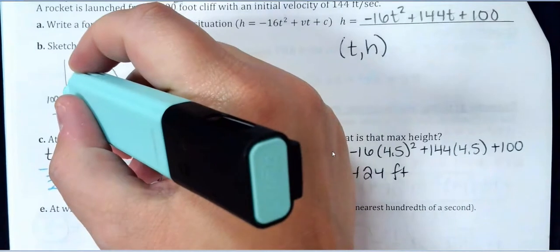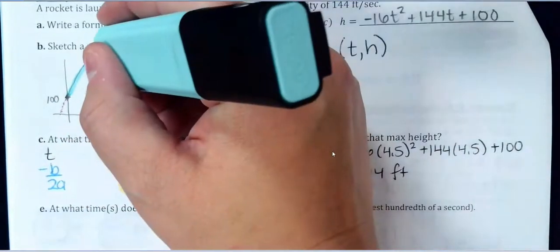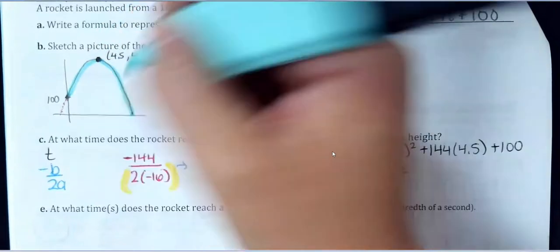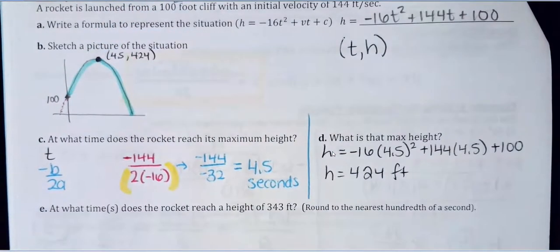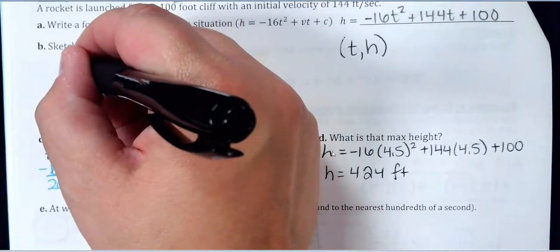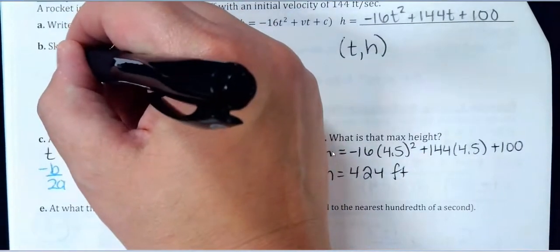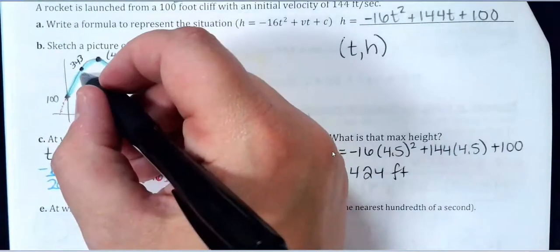I started at 100. I'm going to go up in the air. Eventually, I'm going to hit 424. And then we're going to come back down to the ground. So between the 100 and 424, this is not to scale, I guarantee it, somewhere on the way up here, this height would be 343.